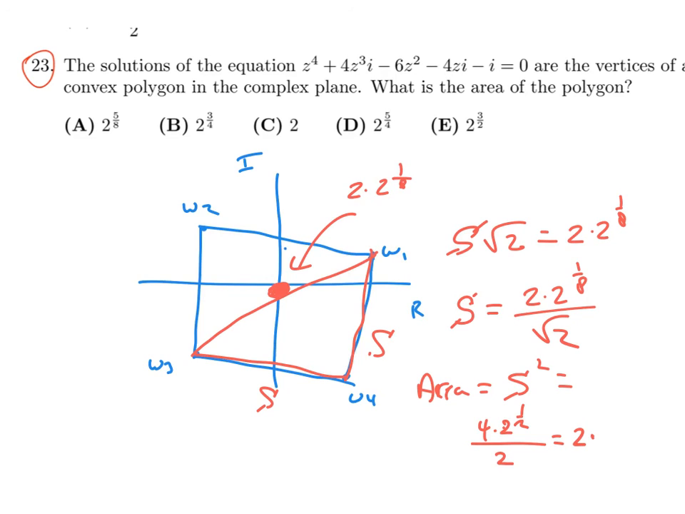Sorry, it's not 2 to the 1/2, it's 2 to the 1/4. Fix that up here. 2 to the 1/4. So that's 2 times 2 to the 1/4, which is 2 to the 5/4, which is letter D.